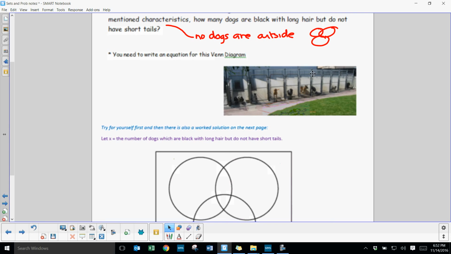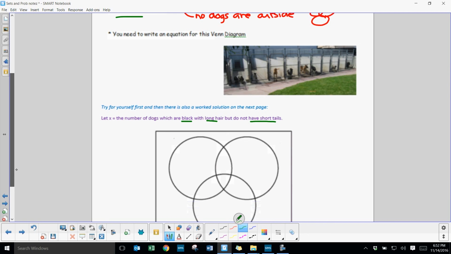So it said again, how many dogs are black with long hair but do not have short tails. So let x equal the number of dogs that are black with long hair but do not have short tails. It's always good to make it equal what you're actually looking for.